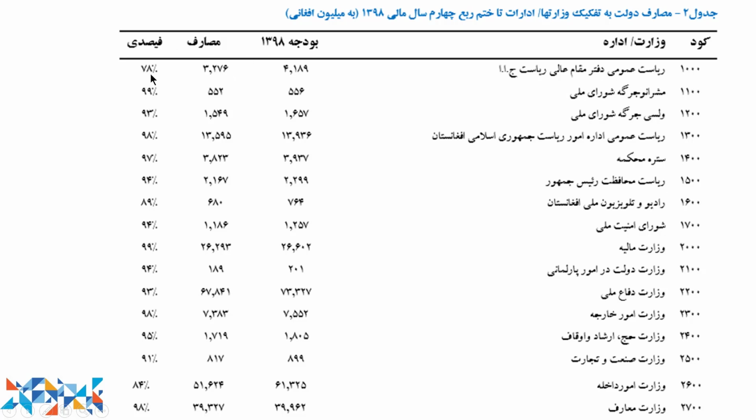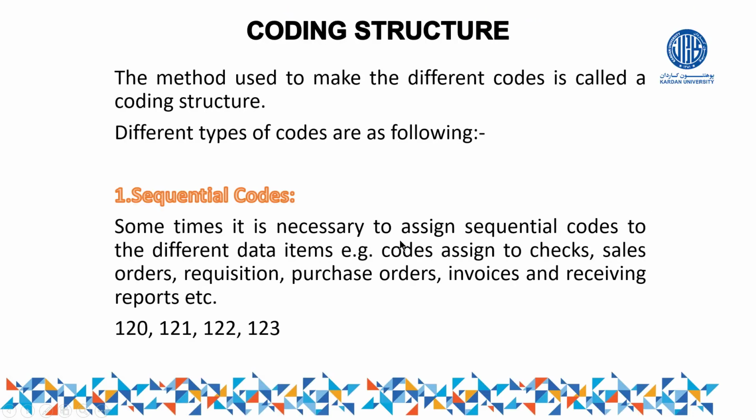So it means this much part of their budget has been expended, right? Mishran Jirga, of course, they have expended around 99% of their expenses. So these are the kinds of codes that are given for different budgets of different organizations, right? Wazarat Umur Kharija, for example, they have spent 98%, right? Radio Television Milli Afghanistan, for example, they have spent this much, right? So these are the kinds of codes that we give for different budgets.